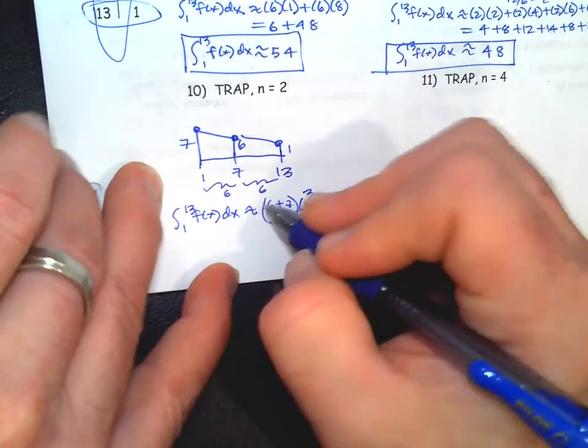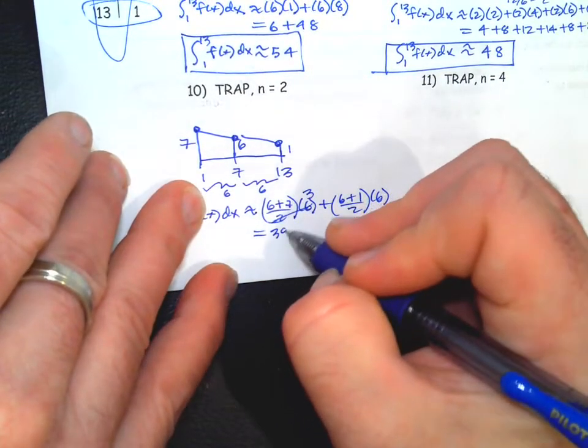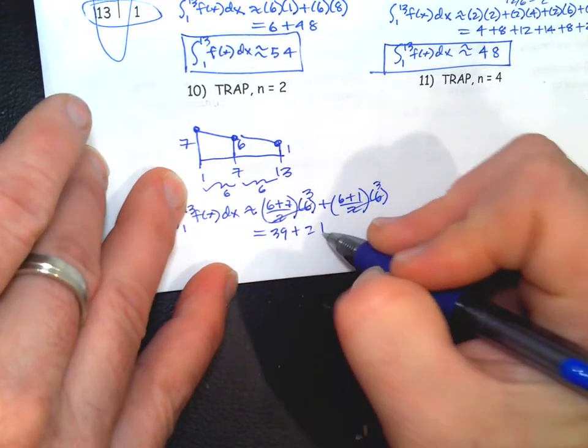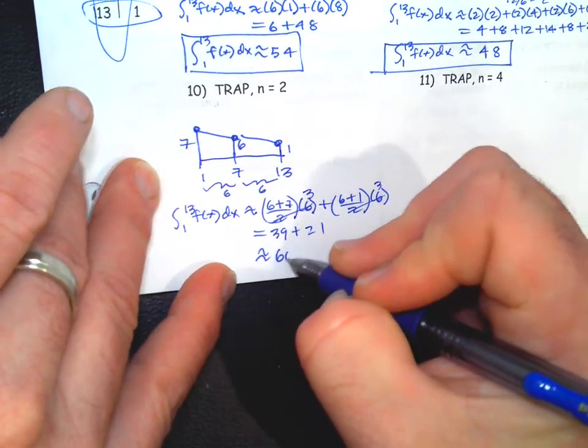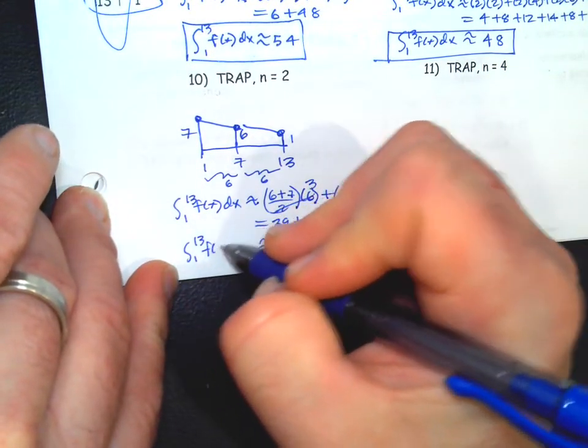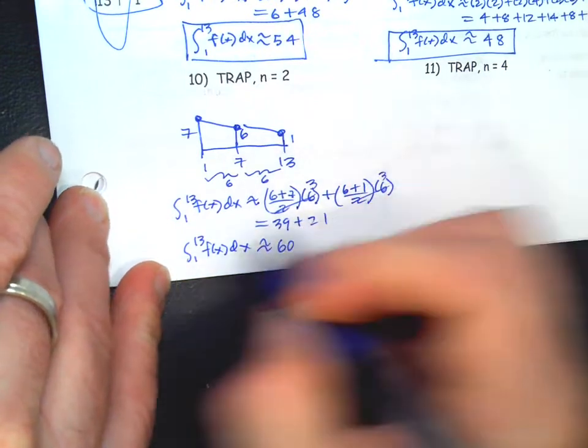So that's going to give you 3 times 13 is 39. 3 times 7 is 21. So we're going to get 60 as the approximation of the integral of f of x dx from 1 to 13.